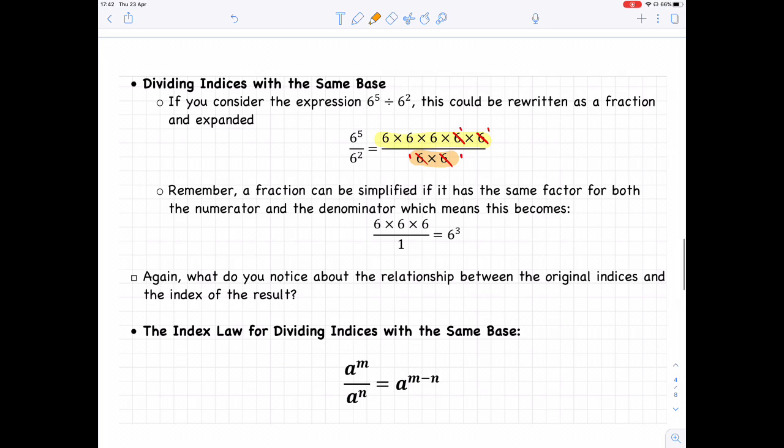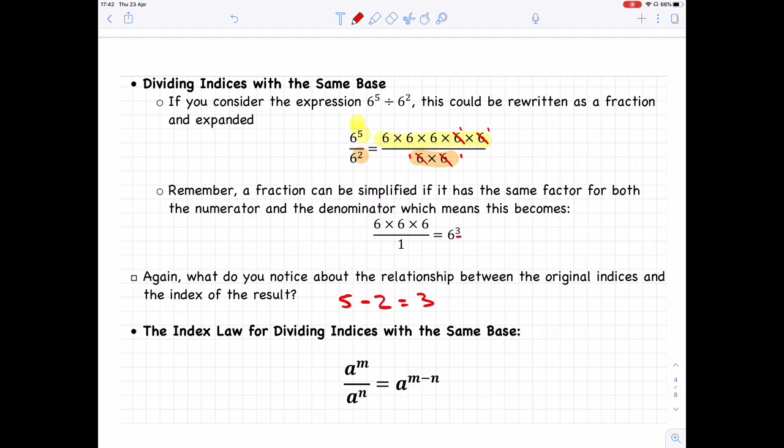Now, if we look at what we started with, our original two terms had indices of 5 and 2. So it was 6 to the power of 5 divided by 6 to the power of 2. And our final result we got was 6 to the power of 3. So again, you can see that there's a relationship there. And if I've got 5 and 2 to give us an answer of 3, we can see that we have to minus the 2 from the 5.